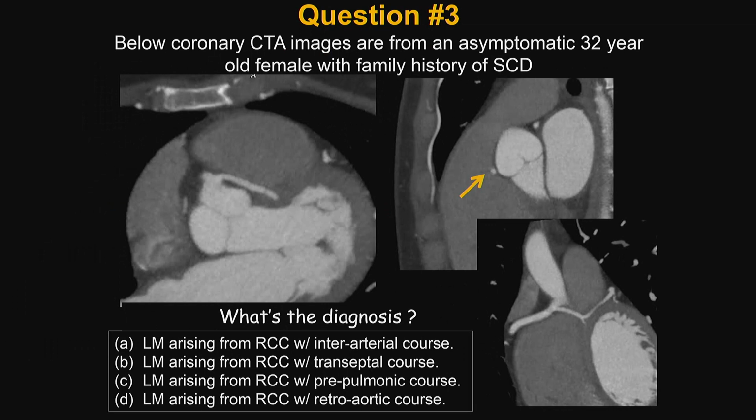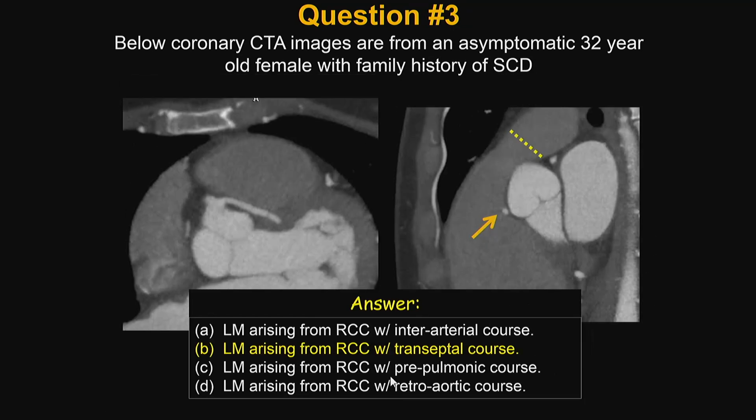Question number 3. Below coronary CTA images are from an asymptomatic 32-year-old female with family history of sudden cardiac death. What's the diagnosis? A. Left main arising from the right cusp with an interarterial course, B. with a transseptal course, C. with a prepulmonic course, or D. with a retroaortic course. The correct answer here is a transseptal course.